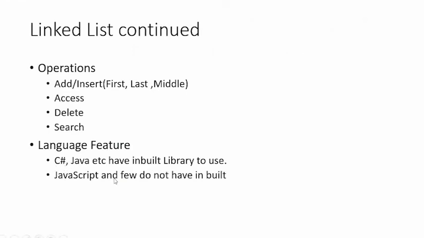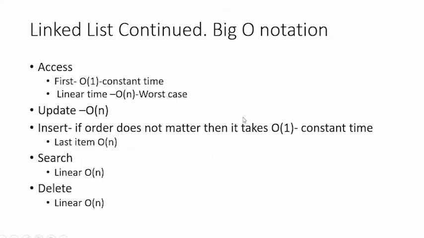Now in JavaScript, this linked list feature is not there. So if you are using JavaScript, you have to make your own class for that. Now if we go to the big O notation, if you are accessing the first item, you can access it in constant time, because this is the first item and you will start from the first item, so it will be constant time.